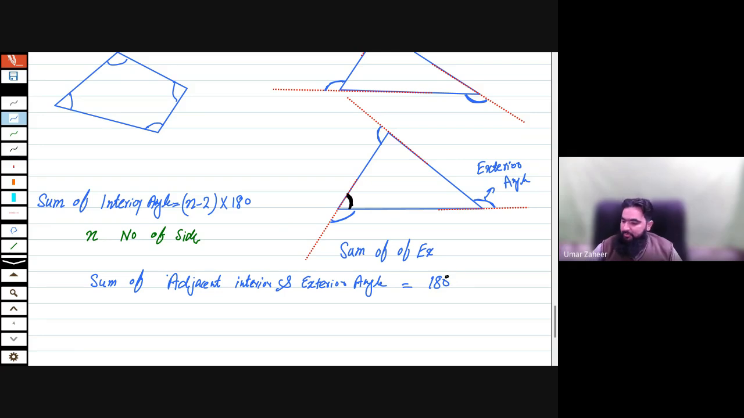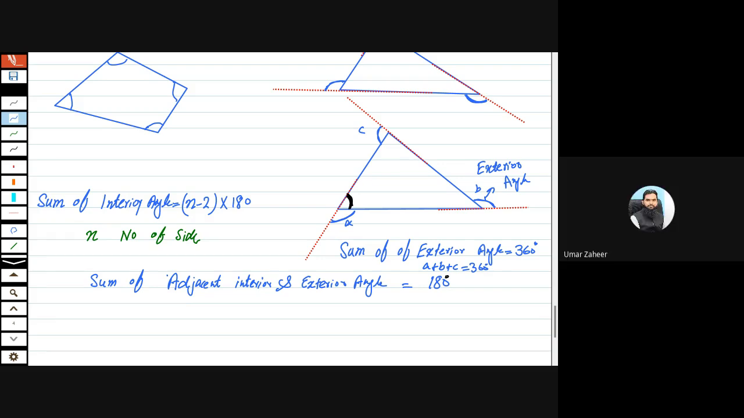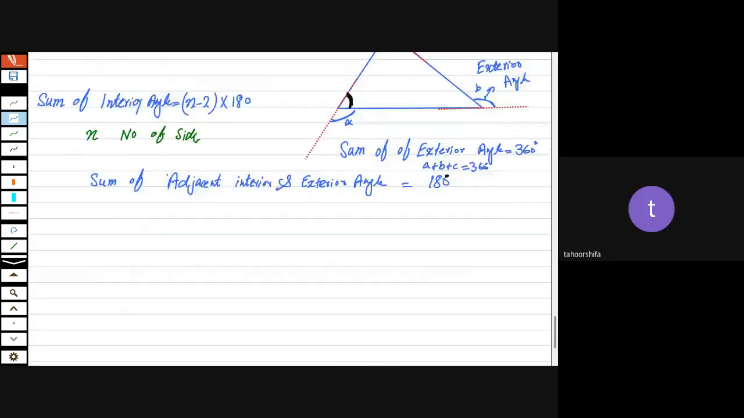Okay, the property first I'm going to write. The sum of exterior angles is always equal to 360 degrees. For example, if the angles are A, B, C, the sum of A plus B plus C is always equal to 360. If it is a quadrilateral, obviously you will get 4 angles. If it is a pentagon, you will get 5 angles as well. Yes, everybody, is it clear? Yes, sir.